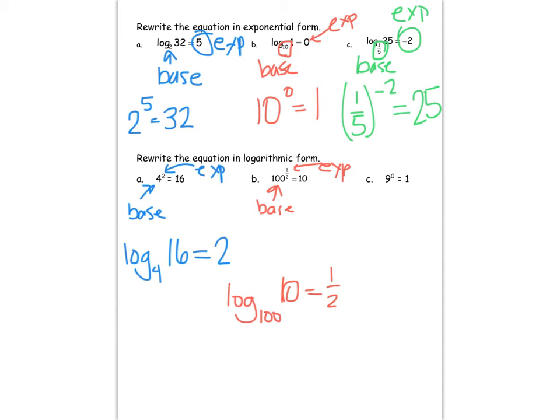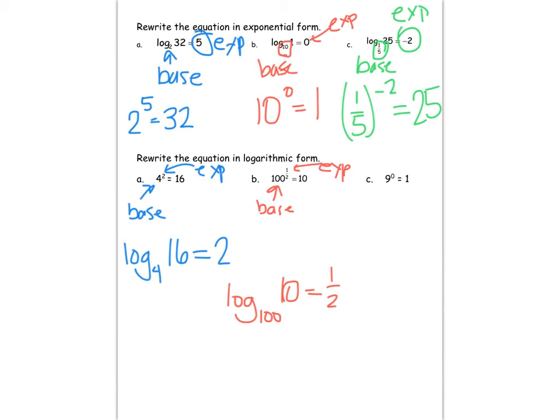Logs equal exponents. So if I think about that sentence, the exponent of 100 that gets me 10 is 1/2. That might not make a lot of sense to you right now, but that is a true statement because a square root is the same as an exponent of 1/2. So it is a true statement. You could type it in your calculator and verify.